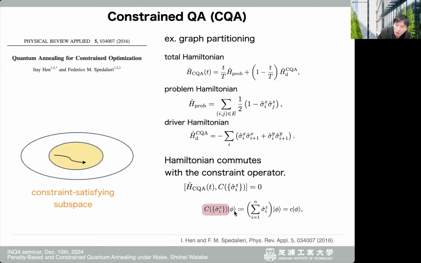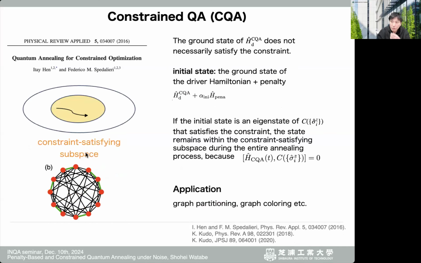If we prepare the initial state of the constrained quantum annealing so that it satisfies the constraint operator, then during the quantum annealing the state is confined in the constraint-satisfying subspace. This is a completely quantum phenomenon that confines the state to the constraint subspace, in contrast to, and completely different from, the penalty-based quantum annealing.